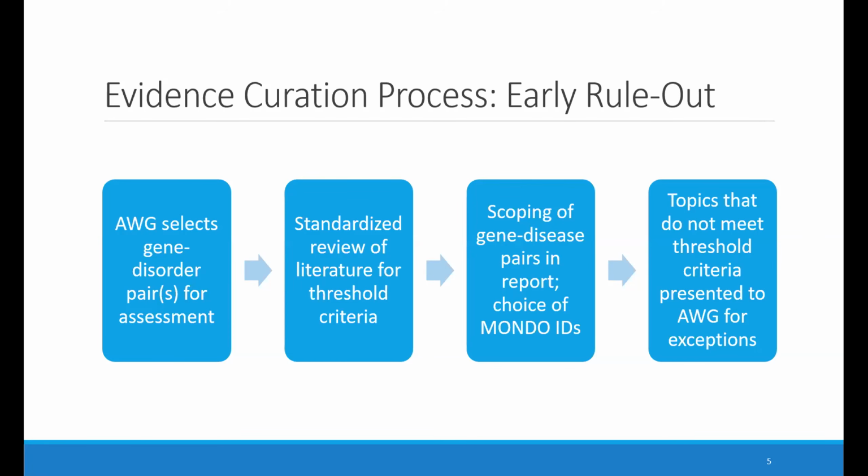At that same time, we choose the most appropriate Mondo ID to represent the disorder under consideration that we pair with a given gene. And then topics or gene disease pairs that don't meet threshold criteria are presented to the AWG, who is able to grant an exception and have us go on to our more extensive curation if they feel that that is important.